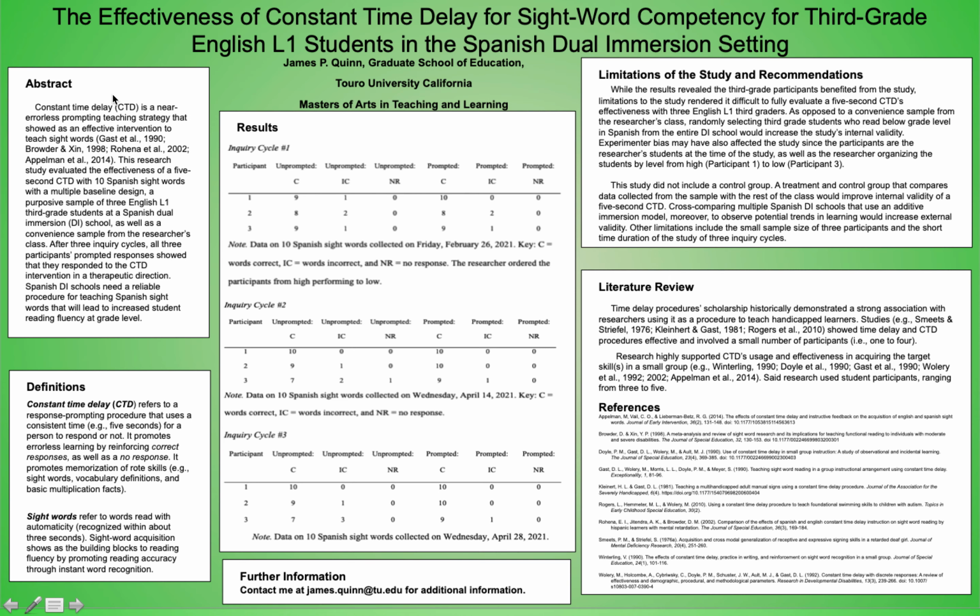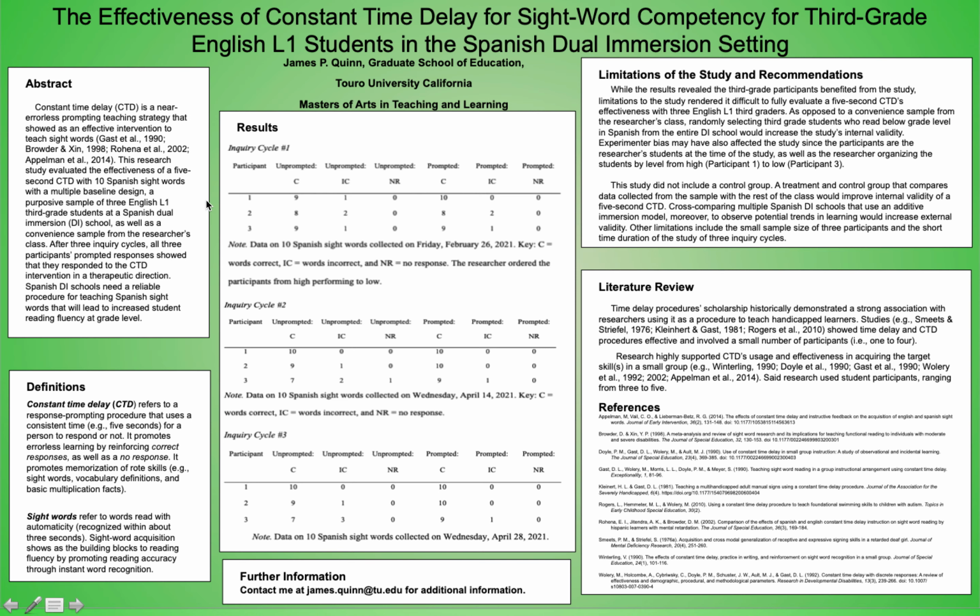Constant time delay, also known as CTD, is a near errorless prompting teaching strategy that has shown to be an effective intervention to teach sight words. Studies such as Gass et al. 1990, Broder and Zen 1998, Rowena et al. 2002, Appleman et al. 2014, and more showed this procedure effective in helping students and learners.